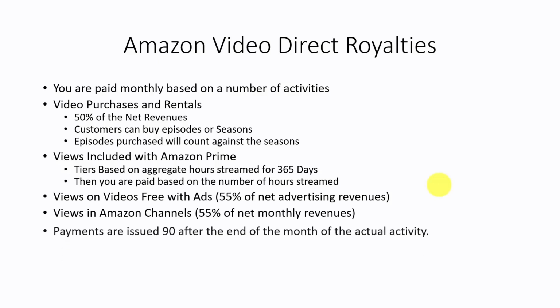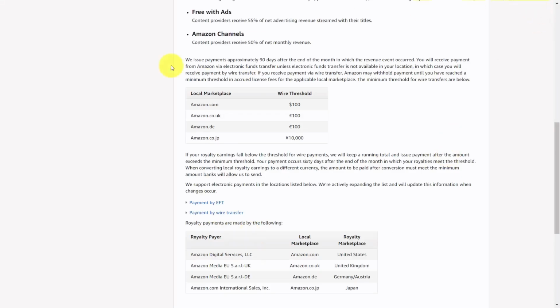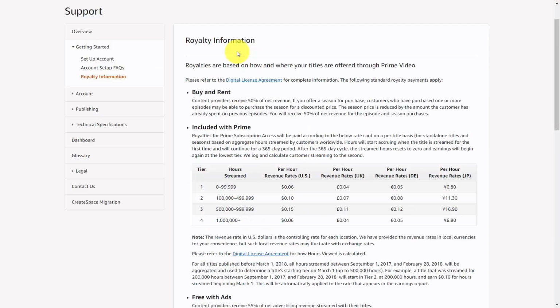When that happens, payments are going to be issued 90 days after the end of the month after the activity occurs. Payments are going to be made to the bank account that you've already set up unless you choose to have payments wire transferred. When you have wire transfers, you are going to have a certain dollar threshold to meet before you can be paid. And you can look at the details of the threshold as well as the tiers and Prime streaming in the royalty information section of your support area.